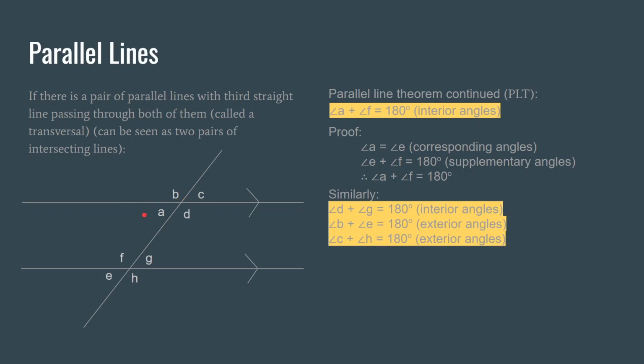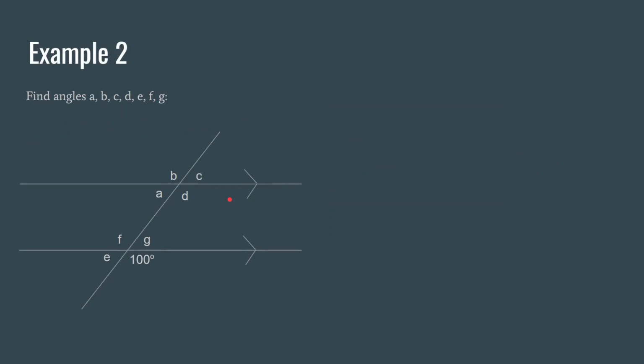Similarly, we can prove that angle D plus angle G is 180 degrees, angle B plus angle E is 180 degrees, and angle C plus angle H is also equal to 180 degrees. Second example, find the missing angles by using parallel line theorems and corresponding angles.